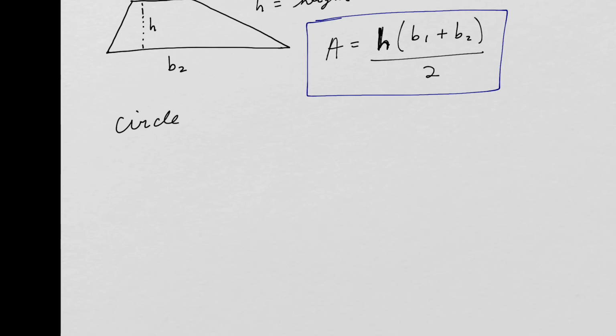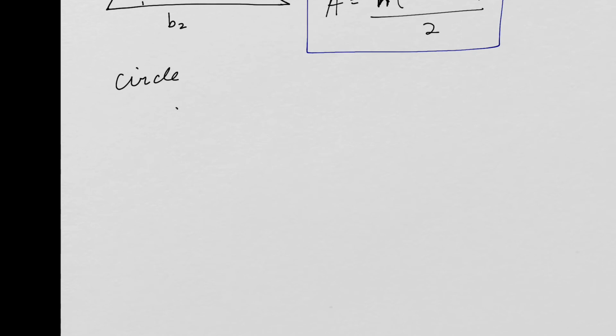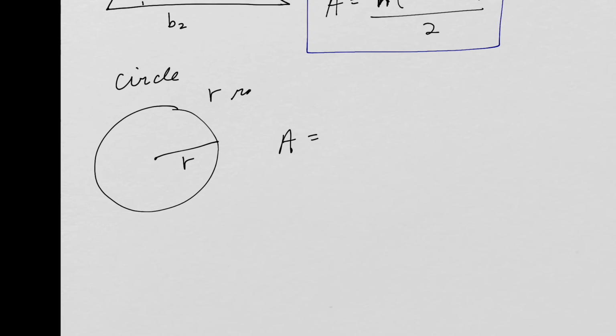So a circle has radius r, and the area of a circle, where r is the radius, is simply pi times r squared. So it's pi r squared, pi times r squared. That would be the area of a circle.